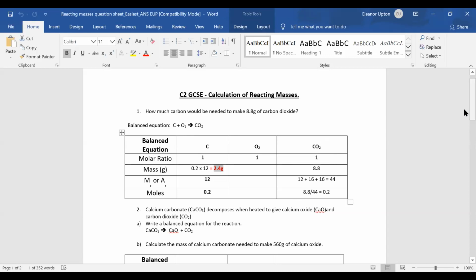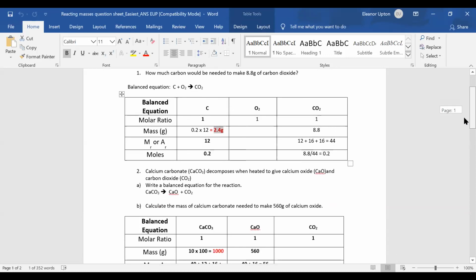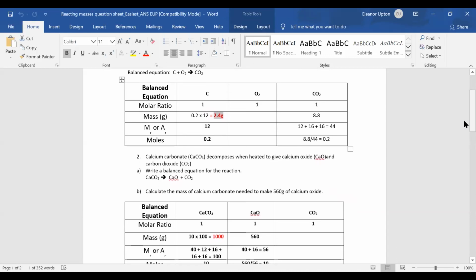Right, for the second question, you were asked to write a balanced equation for the reaction where calcium carbonate decomposes to give calcium oxide and carbon dioxide. As you can see there, that equation is balanced. You didn't have to input any coefficients for that equation to balance. And then you were asked to calculate the mass of calcium carbonate needed to make 560 grams of calcium oxide.